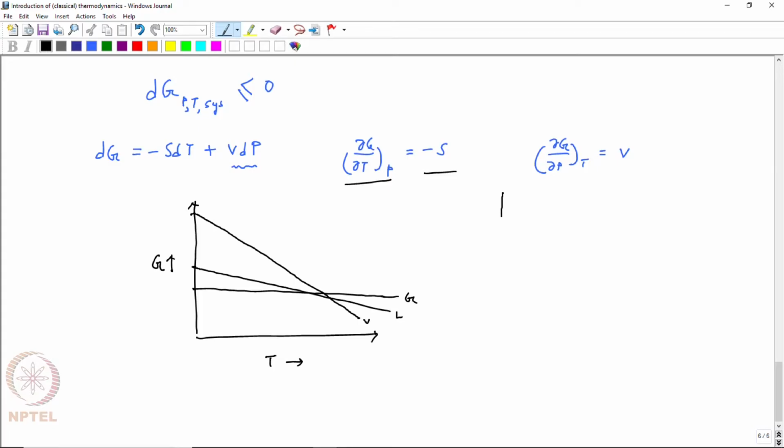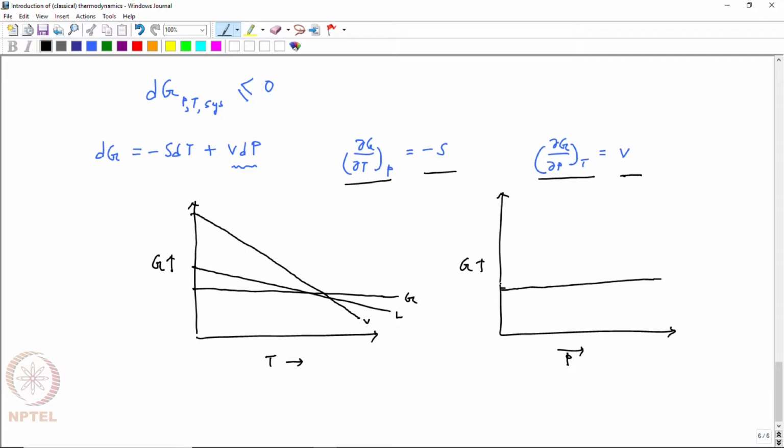And similarly, if we want to study the variation of the Gibbs free energy versus pressure at constant temperature, the slope is equal to the volume. Of course, volume is a positive quantity, so it will increase, but for solids, for example, there will not be much change, so it will be almost flat to the x-axis, something like this. For liquids, it will slightly increase, not decrease. So we can say it will be slightly increasing.